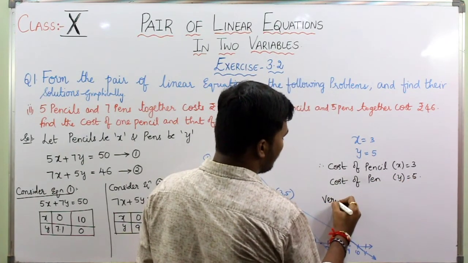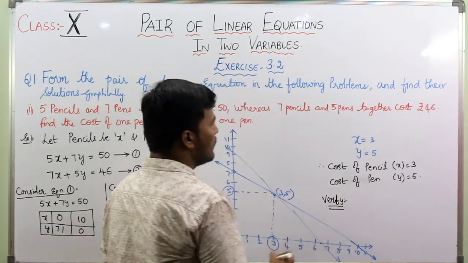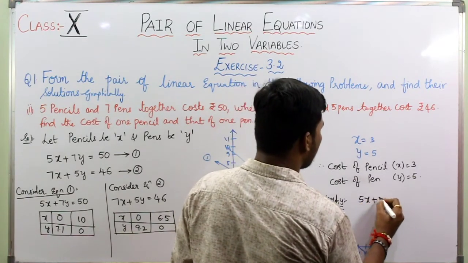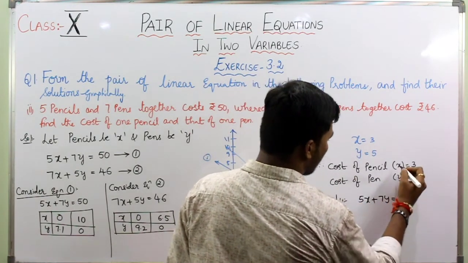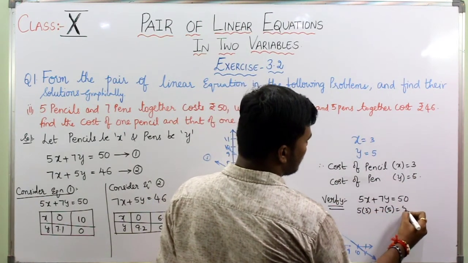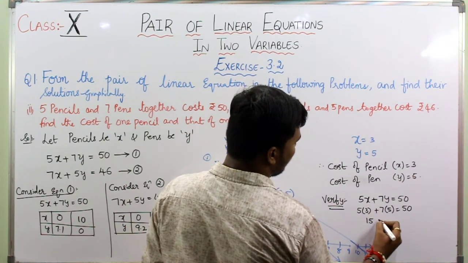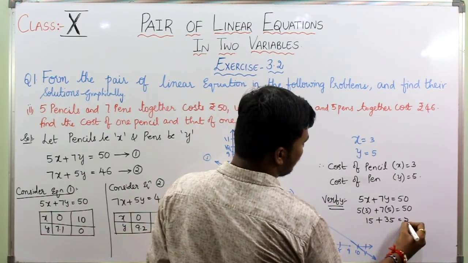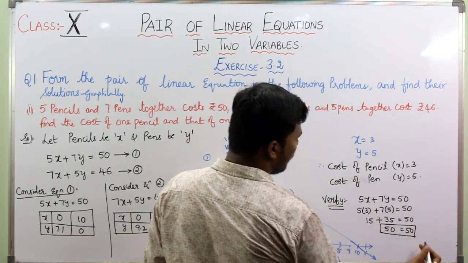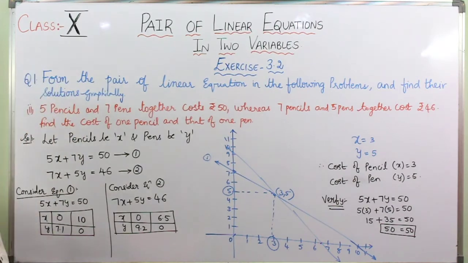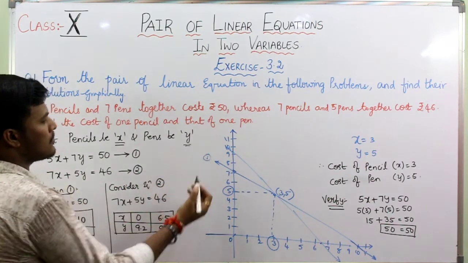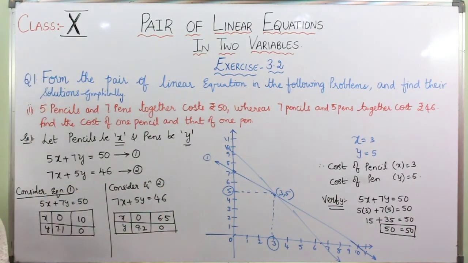Now let us verify whether we got it correct or not, right? For that, let us consider any one of the equations, that is 5x plus 7y is equal to 50. Substitute the x and y values here. 5 into 3 plus 7 into 5 is equal to 50. 5 3s are 15, 7 5s are 35, which is equal to 50. 50 is equal to 50. Hence proved. So we got LHS and RHS the same. So we can conclude that the cost of the pencil is x as 3, the cost of the pen is y equal to 5.